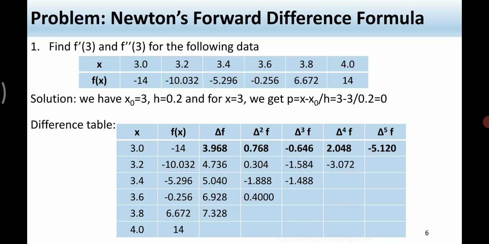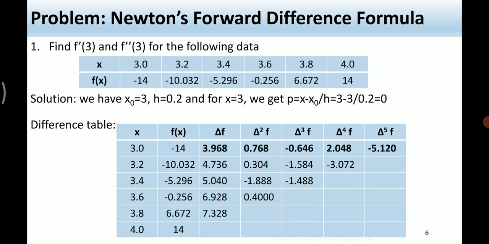So how we are going to compute, that is, minus 10.032 minus of minus 14, if we do, we get a result 3.968. Then for the next value, minus 5.296 minus of minus 10.032, we get 4.736. The next, minus 0.256 minus of minus 5.296, we get the value 5.040.